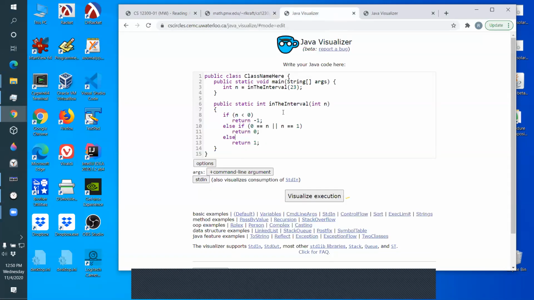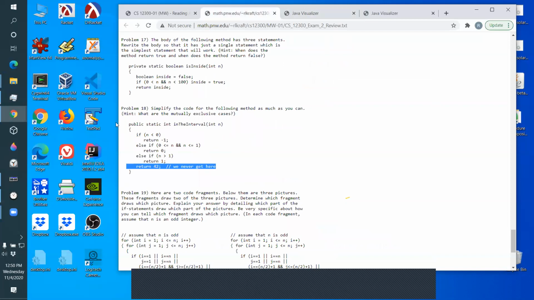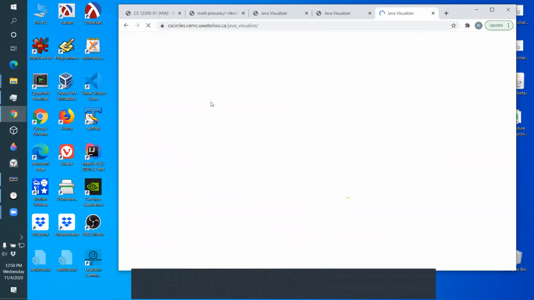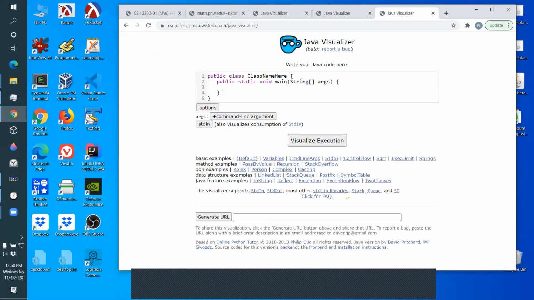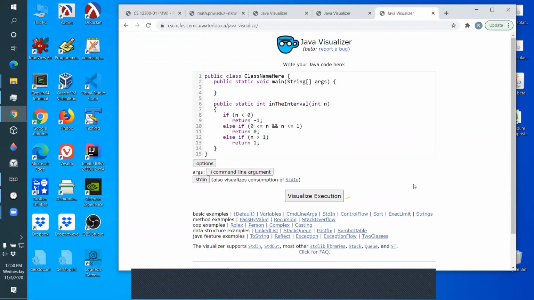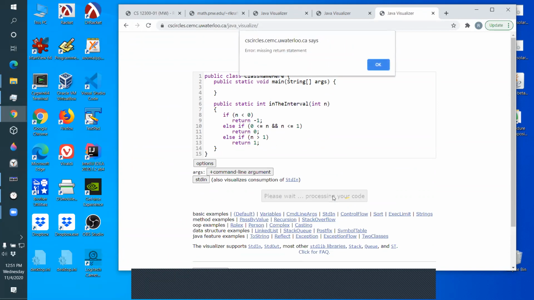Oh, let me go back to this one and show you something that's a little bit quirky. Let me do another Java visualizer, go back to that one. Here's something that's important though. We never can get there, right? So why bother with it? Won't compile now. This is actually part of the real issue of this problem. Why would this be the case?